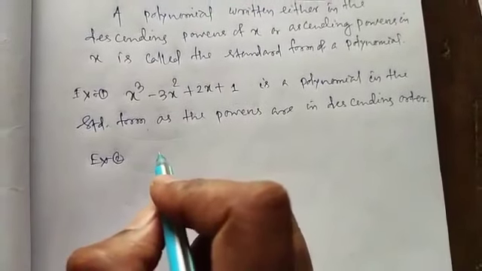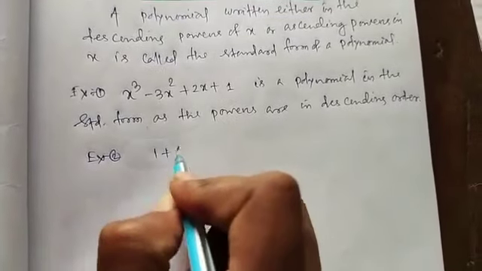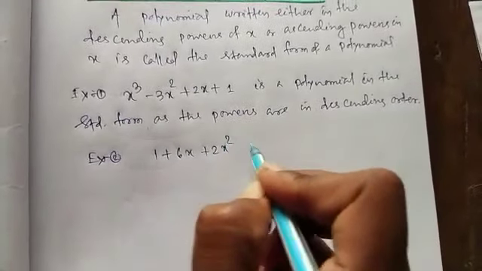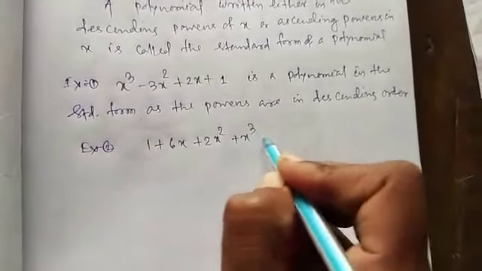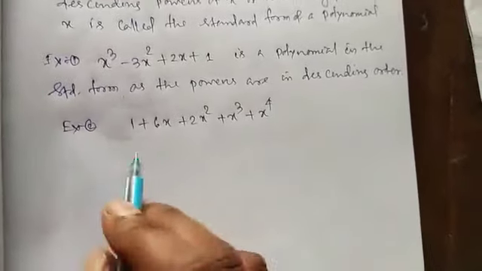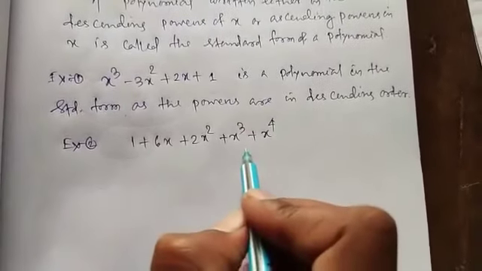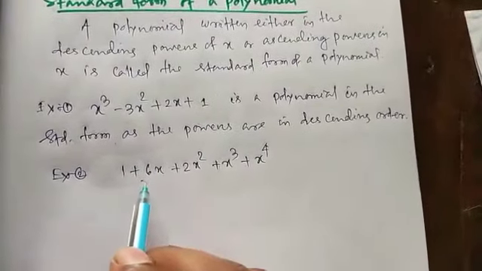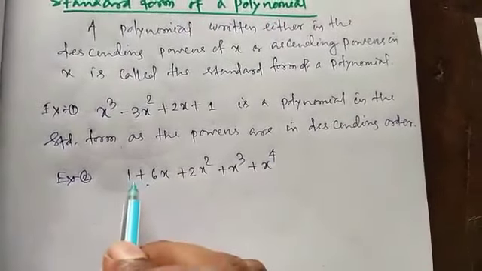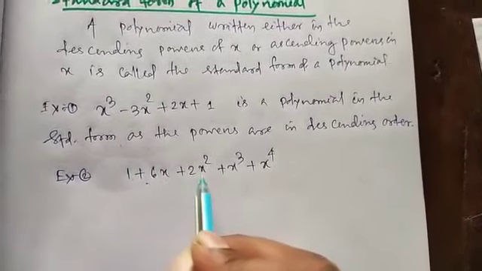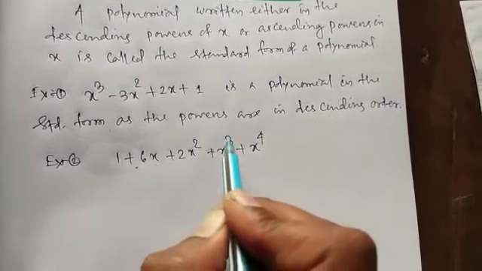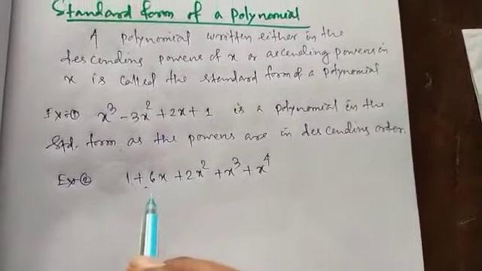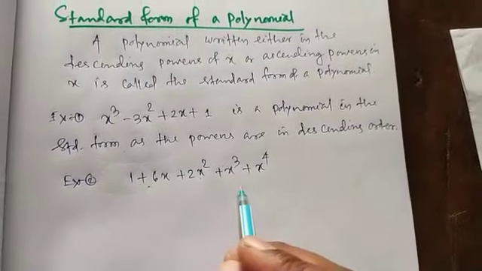Or we can take another example, 1 plus 6x plus 2x square plus x cube plus x4. So it is a polynomial in the standard form because the powers of x are in increasing order. Here the power of x is 0, here 1, here 2, here power of x is 3 and here 4. So it is a polynomial in standard form.